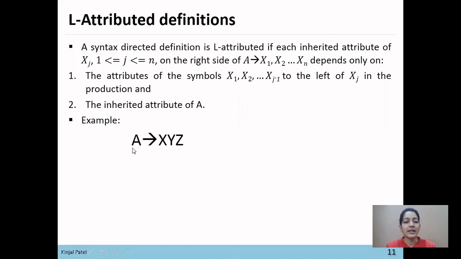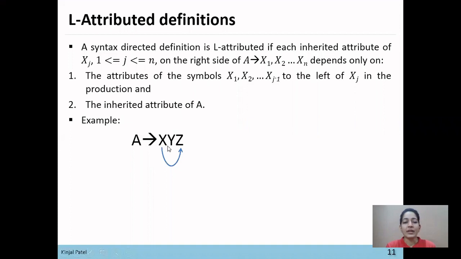But here A derives x, y, z, then if z is inherited attribute, then it can depend on the attribute of its left side only. Means if z is inherited attribute, then z can depend on x or y either. So z.in can depend on x.in, and z.in can depend on y.in. So if z depends on x and y, then this definition is L-attributed definition.